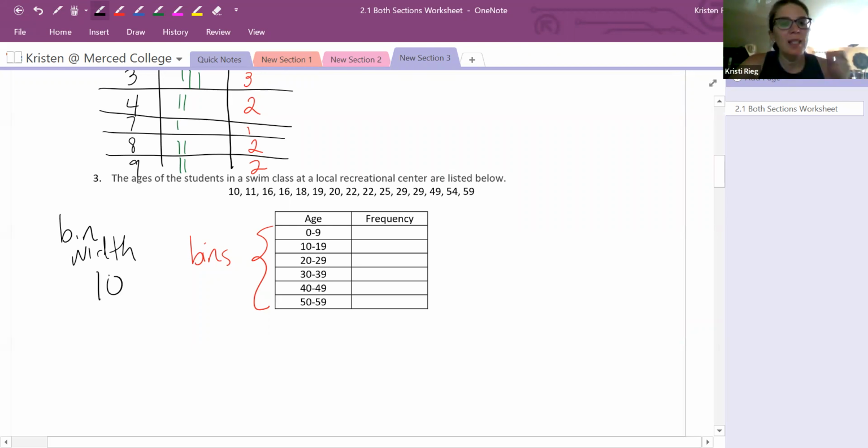0 to 9, 10 to 19, 20 to 29. They all have 10 ages in it. So the bin width is just how many ages, not how many people. The frequency will be how many people. The bin width is the ages. And we want the bin width to be the same.